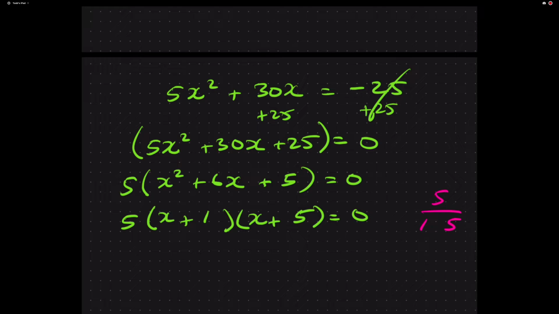Now, if you remember from a previous example, there's not an x tied to that 5 that's on the outside of these brackets, so that is not going to be part of our solution, but we are going to have x equals -1 and x equals -5, and can be written as x equals -1 comma -5.